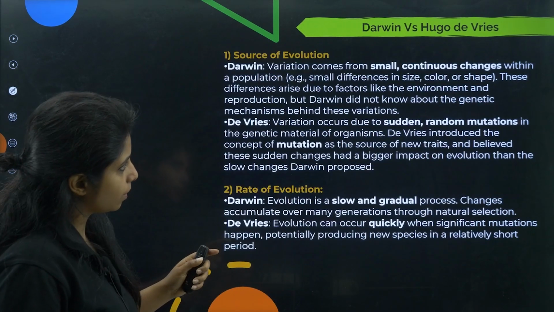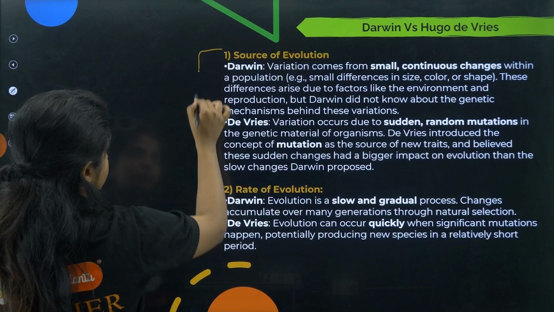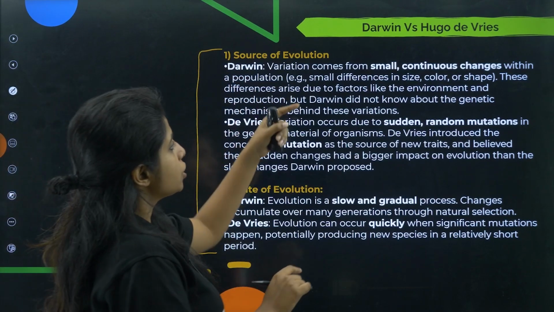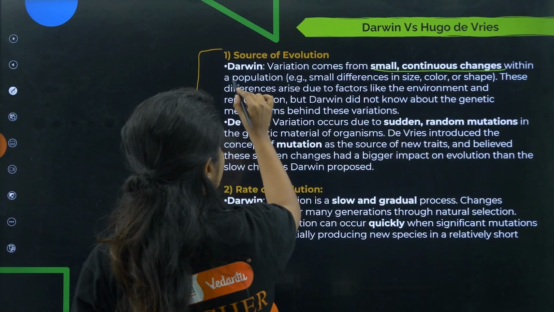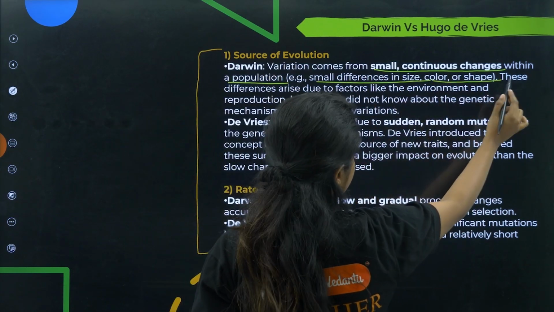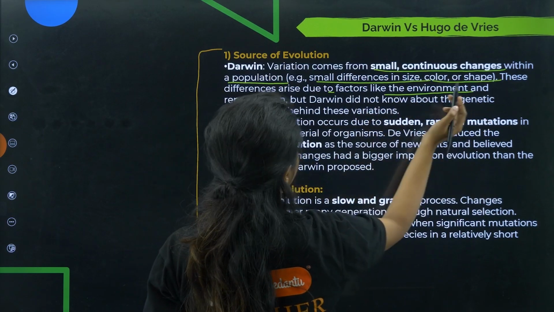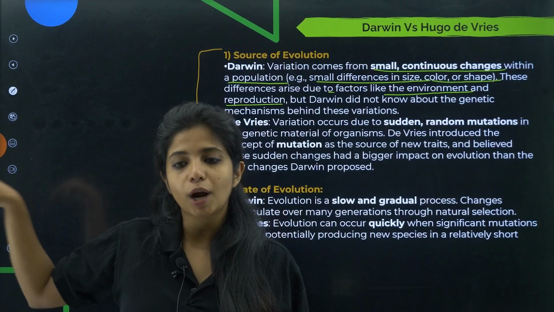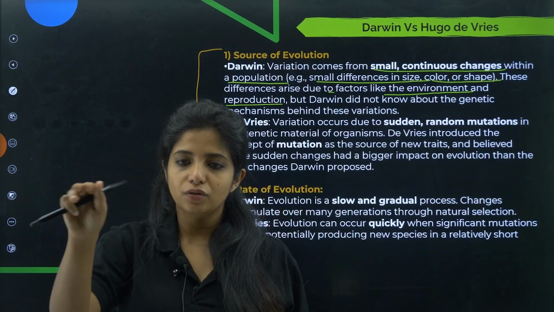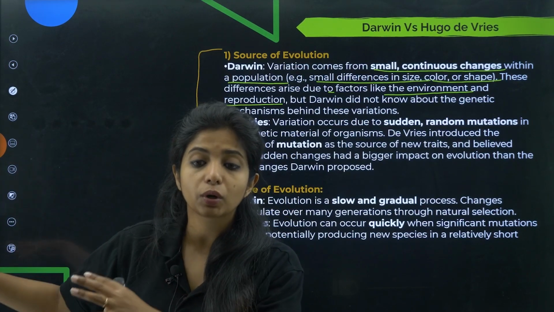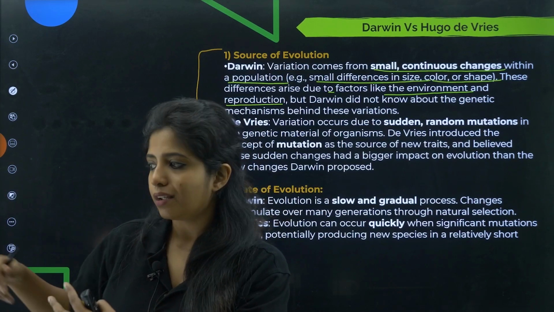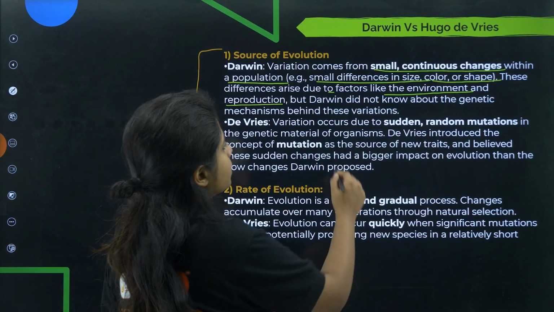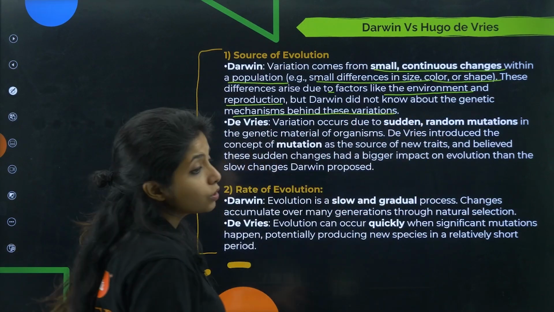Fine. Now I have got something out of NCERT as well, to make you understand how both of them are different. So the source of evolution according to Darwin was variation that comes from small continuous changes within a population, for example small differences in size, color or shape. These differences arise due to factors like the environment and reproduction. He thought that where cacti are there, probably the organisms that went there adapted and made their beak like that. But Darwin didn't know about the genetic mechanism behind these variations.